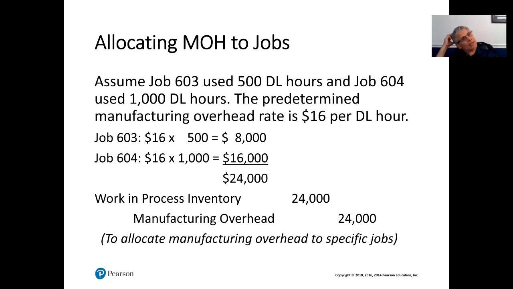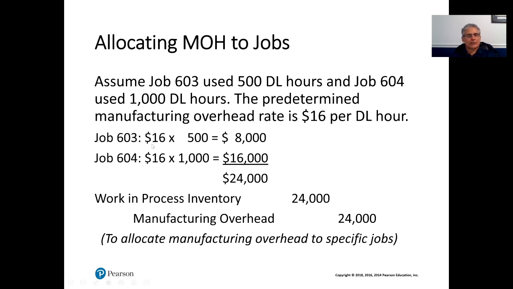Now, we've already gone through that process of understanding how we came up with the predetermined rate of $16. So that shouldn't be much of a discussion. However, let's assume that job 603 used 500 direct labor hours, which we saw in that job record earlier as well, and that job 604 used 1,000 direct labor hours. So if we have a predetermined overhead rate of $16 per hour, we're going to compute how much gets allocated to each specific job.